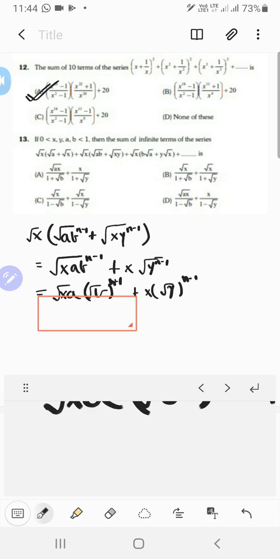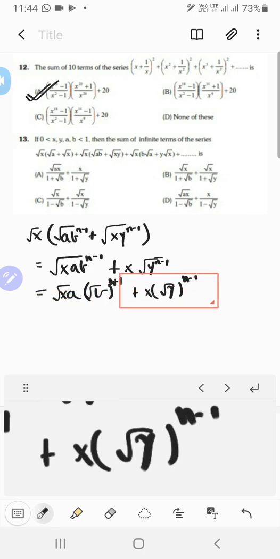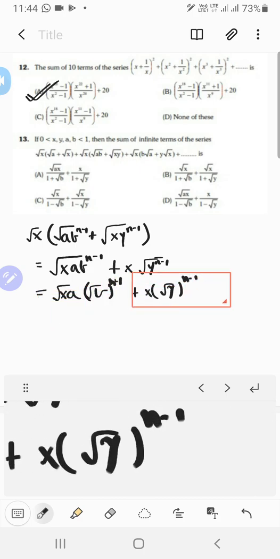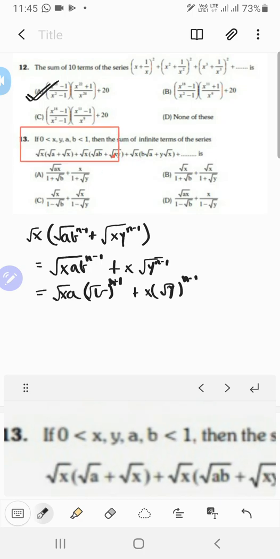Now we are going to sum this infinite series, and a and b are numbers which are less than 1, and x and y are positive numbers. So 0 is less than x, y, a, b is less than 1. So all 4 of x, y, a and b are less than 1 and positive.